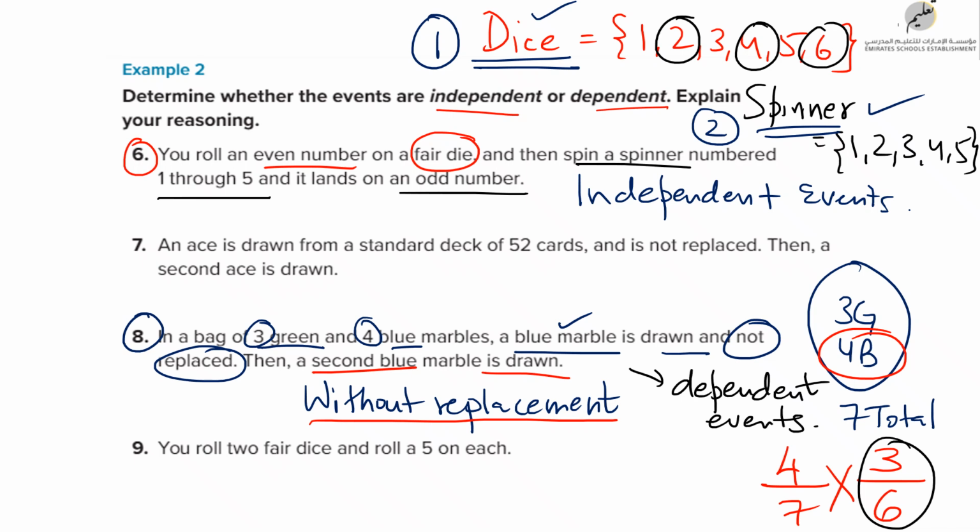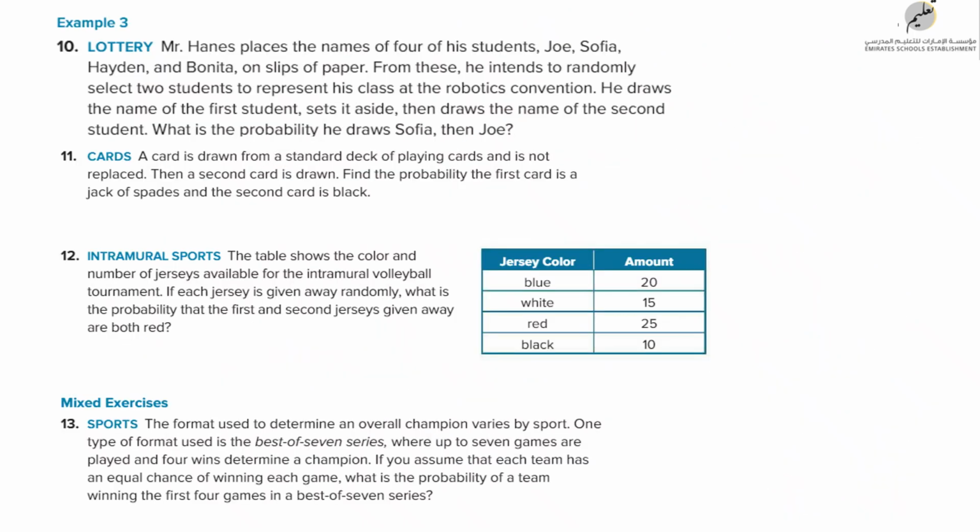That's how you identify, you determine whether they are independent or dependent. I hope the reasoning and the explanation is clear for you and you understand how to do it. Tell me in the comments. Okay, now let's do some more questions.